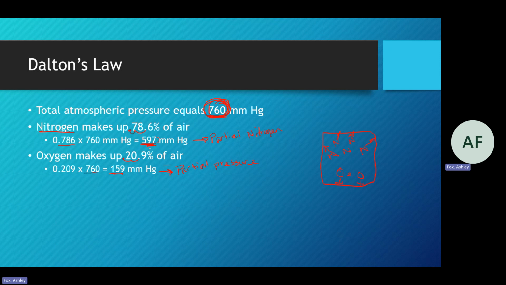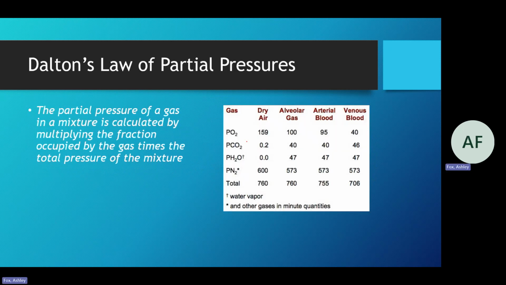Sum of the total: all of the mix is going to make up the total. So each one has to make up the total of 760. Again, the partial pressure of each gas is calculated by multiplying its fraction, or its decimal, by the total. And that's going to get your partial pressure. So you can look at the different partial pressures in different areas. This is going to come into play with the movement of gases when we're talking about internal and external respiration.